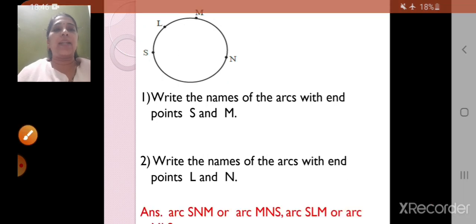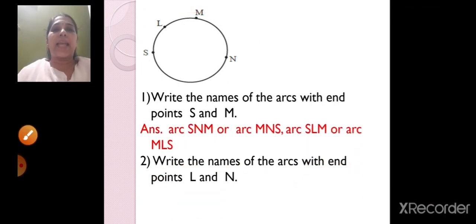So write it down, arc SNM or arc MNS. You can write either way. And arc SLM or arc MLS. You can write in both the ways. Right, children? So now let's move to the second one.